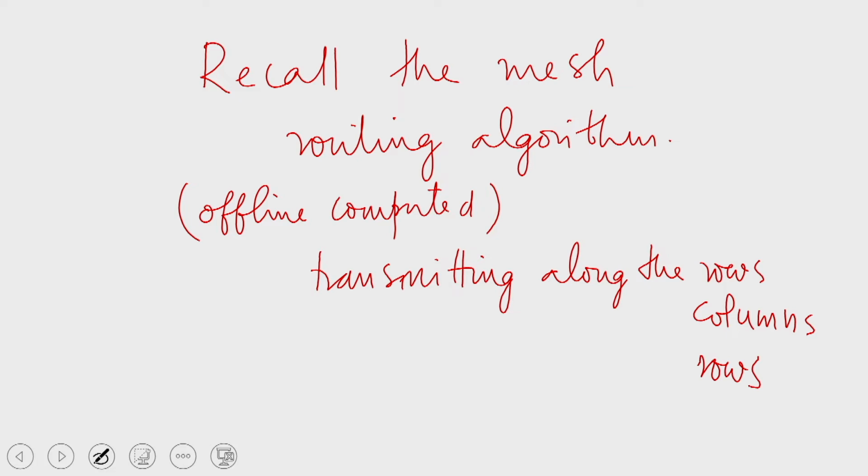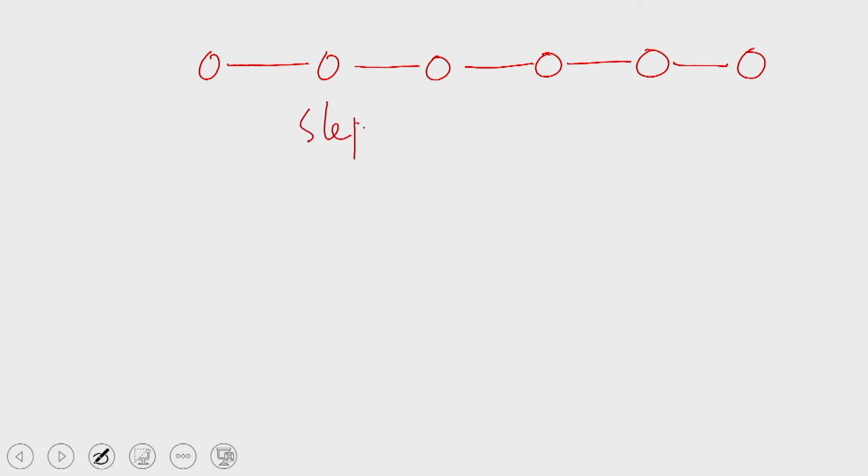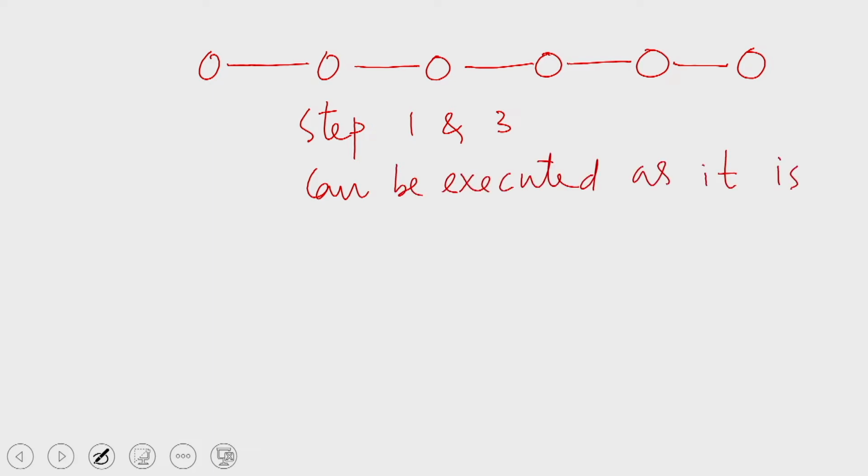In the first phase, we transmitted the message along the rows. In the second phase, we transmitted the messages along the columns, and in the third phase, we again transmitted the message along the rows. Now we find that transmitting messages along the rows is easy enough, because every row has connection using straight edges. We have a connection of this sort, exactly as in the case of a mesh. So steps 1 and 3 can be executed exactly as they are. These executions will take order of r time.